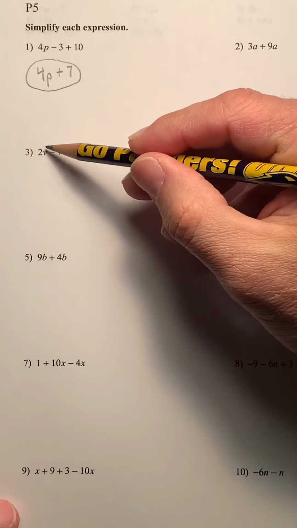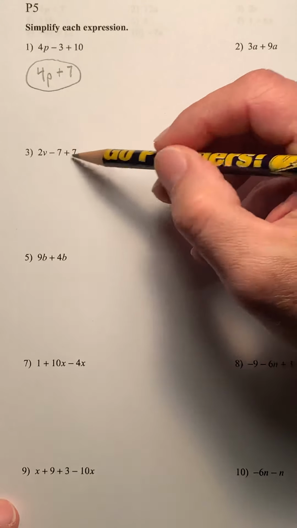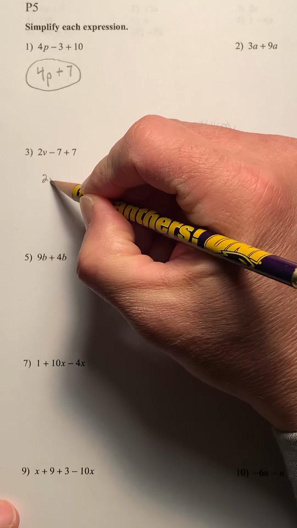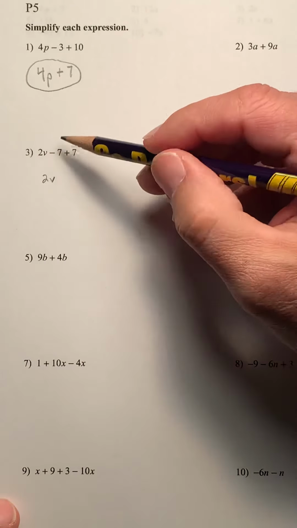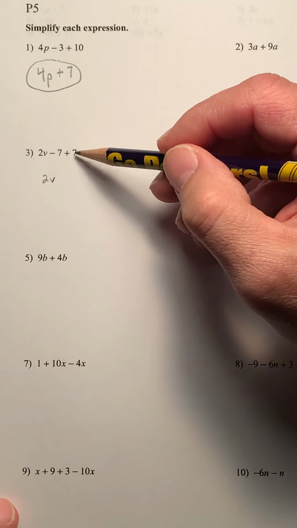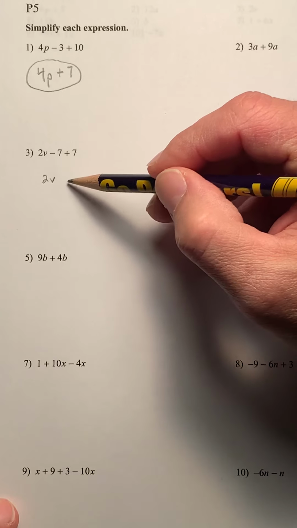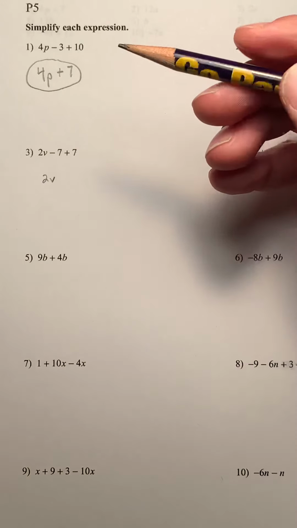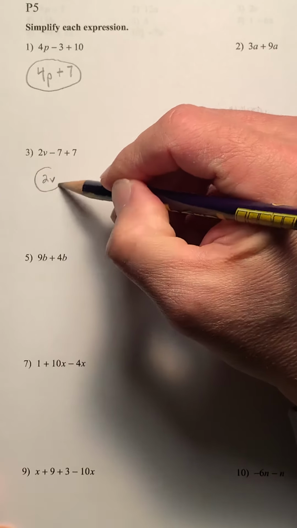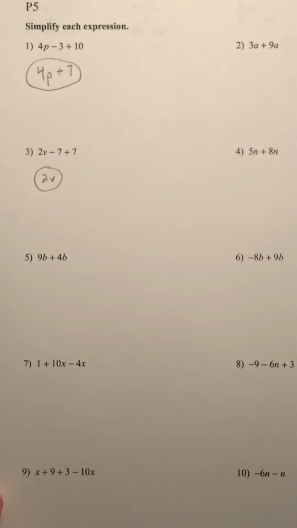If you look at question number 3, 2v has nothing that it can add with. There are no other v's in the problem, so 2v is part of my answer. In the case of -7 plus 7, those guys make 0. I could put plus 0 here. I don't need to. 2v, just that as the answer, or 2v plus 0 would be an acceptable answer here. I would accept a plus 0 if you chose to write it down.